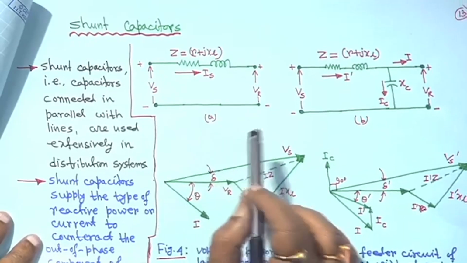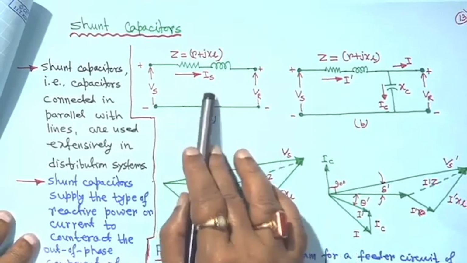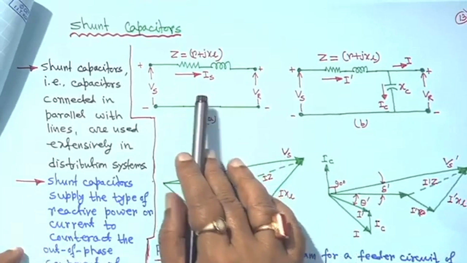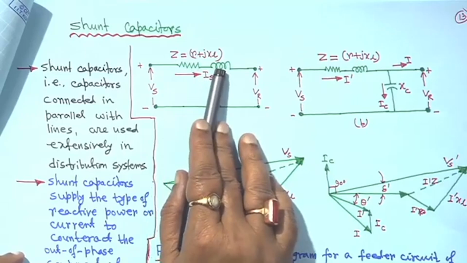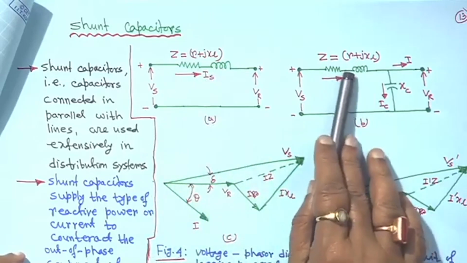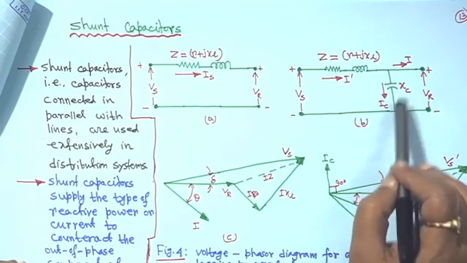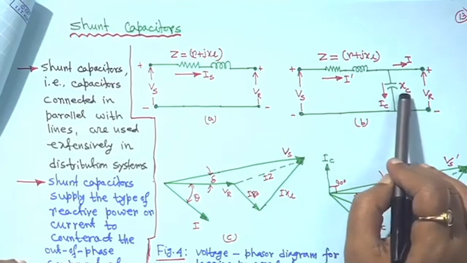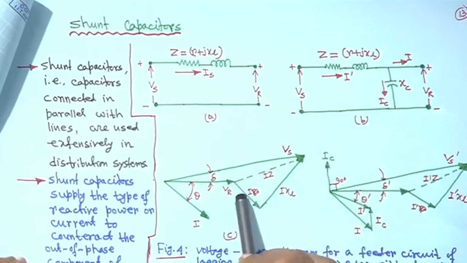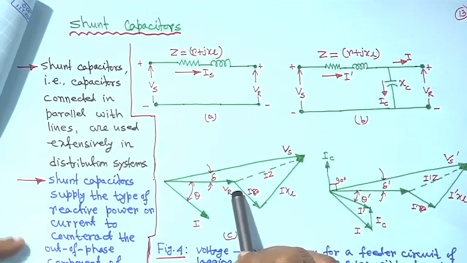So, next is the shunt capacitor. In the shunt capacitor case, this is the diagram without the shunt capacitor. Impedance Z is equal to R plus jXL, and here also Z is equal to R plus jXL, but at the receiving end a shunt capacitor is connected, the current is IC and its reactance is XC, and this is the same phasor diagram as in the case of without anything, right.